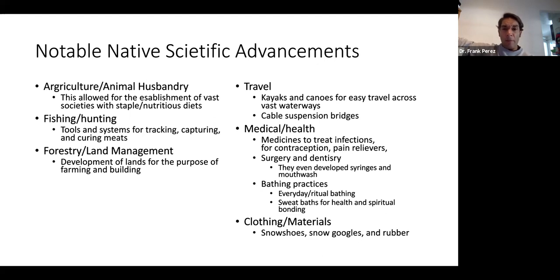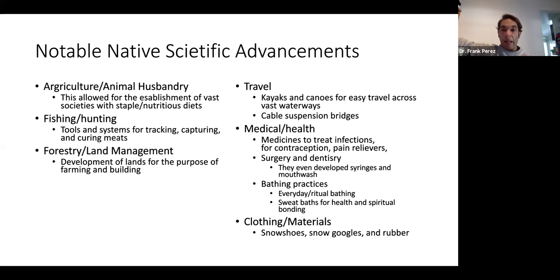In terms of travel, they were the first to develop kayaks and canoes, so these small maneuverable boats that could get through both seaways and various freshwater waterways. And also cable suspension bridges. Additionally, we obviously see that within their building, they had multi-story edifices, pyramids, so on and so forth.